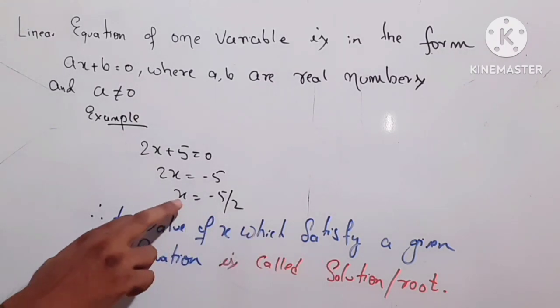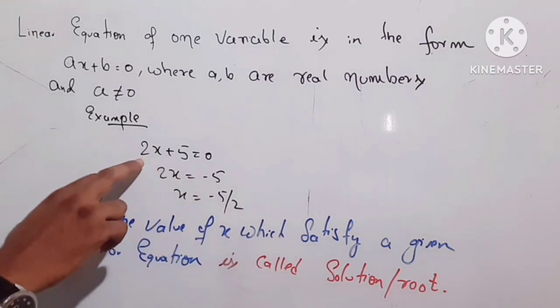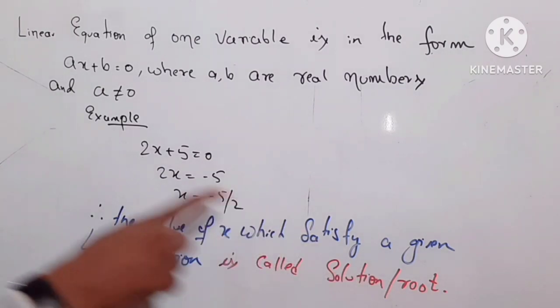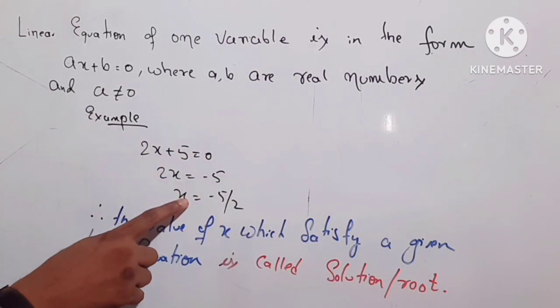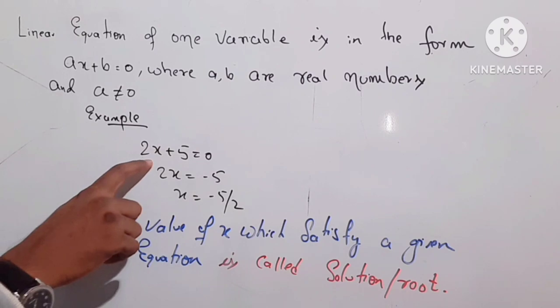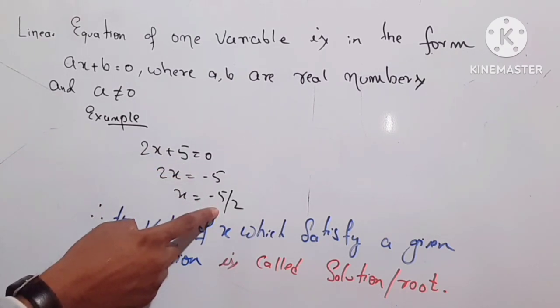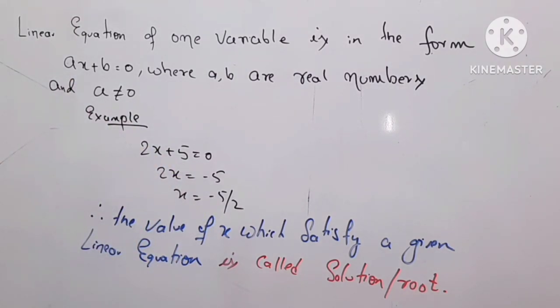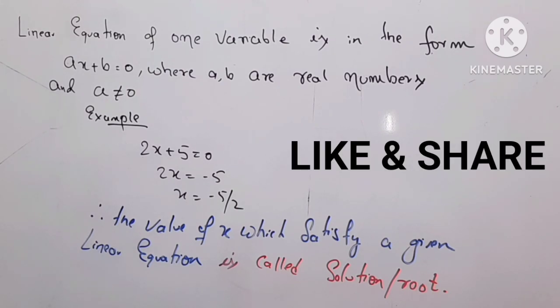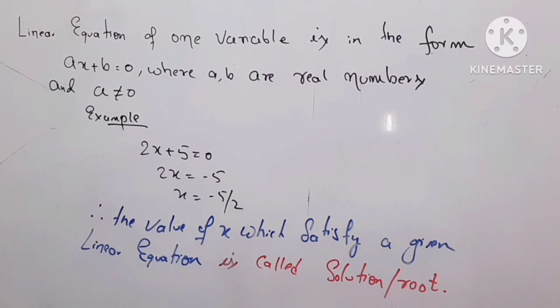So x is equal to minus 5 by 2 is the solution of this linear equation, or we can say this is the root of this equation. This much we know. This was in the case of one variable. Now we will see the linear equation in two variables.